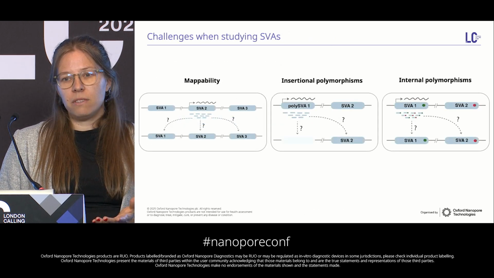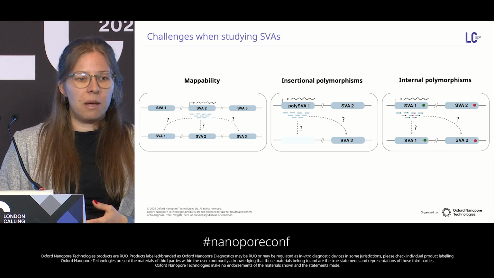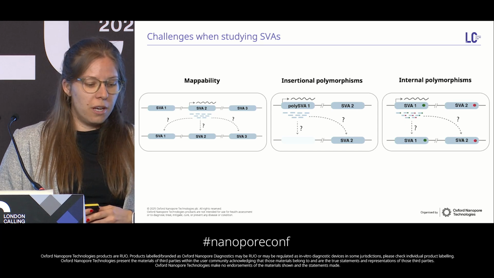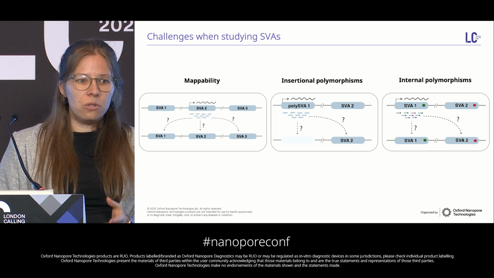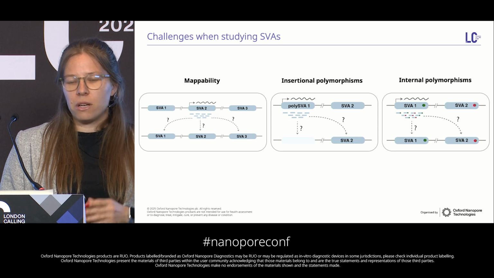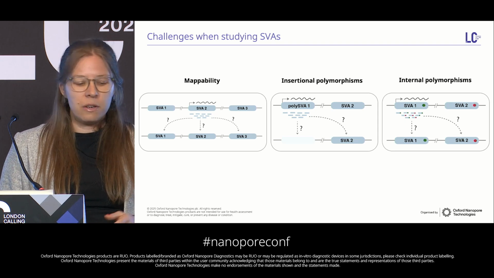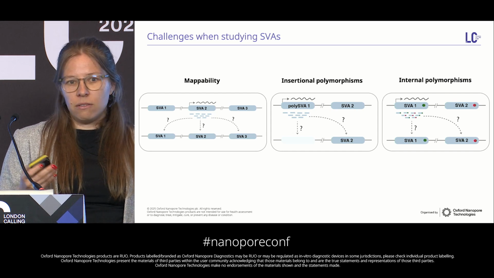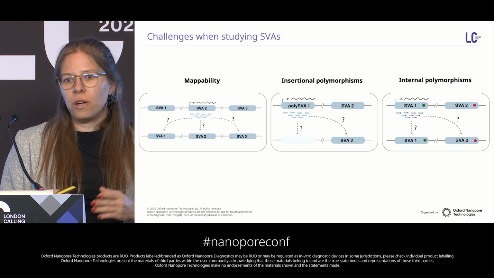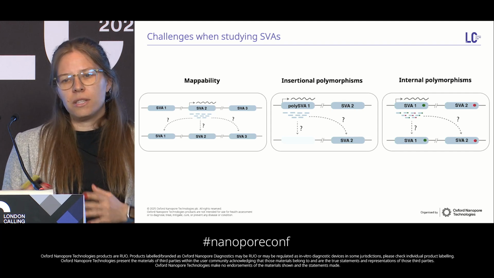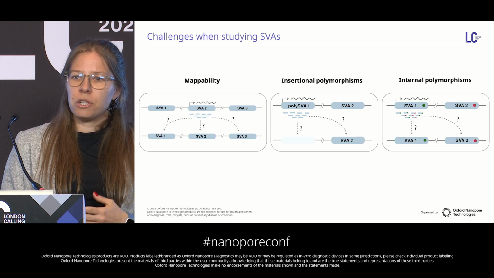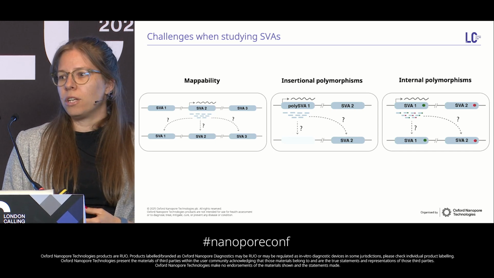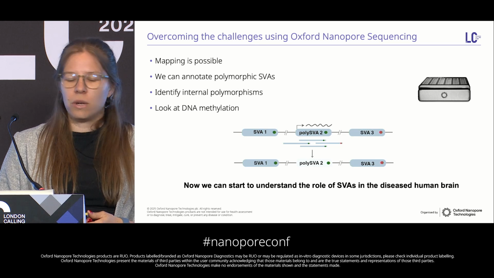Because of this repetitive nature, we have many challenges when we study these elements using short-read sequencing. That was the consensus before. The first main challenge is mappability issues: we don't know where the sequences come from because they are short and these insertions are very similar. The second one is insertional polymorphisms. For example, in this disease, you look at the transposon, but you don't know if it's in the reference genome or it's a new insertion. The third one is that these transposons can have internal polymorphisms, so some mutations within them, and that makes it even more difficult to know which specific insertion you are looking at.